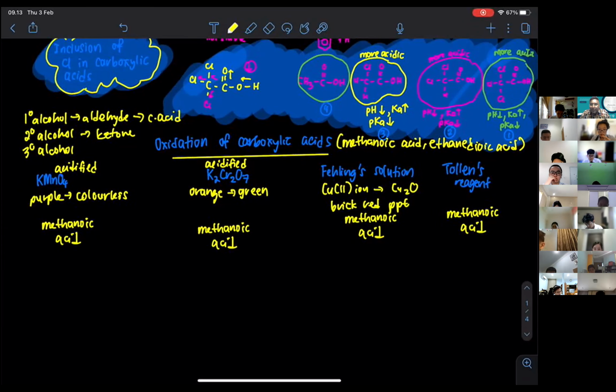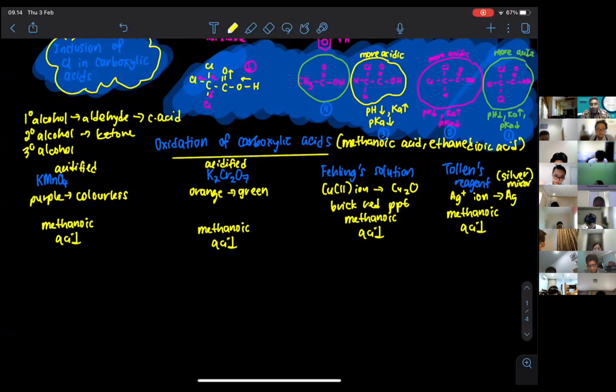For Tollens' reagent, we are going to use silver 1 ion, and this silver 1 ion is going to change into silver. Anyway, I'm back. So the silver ion is going to change into silver. The positive result is the formation of a silver mirror. The silver mirror will be formed around the test tube.